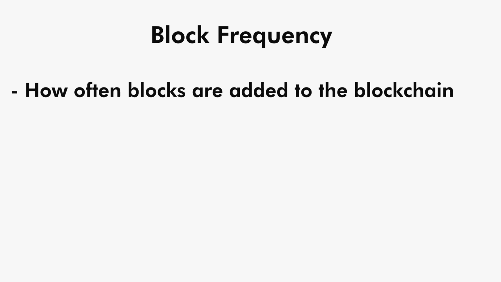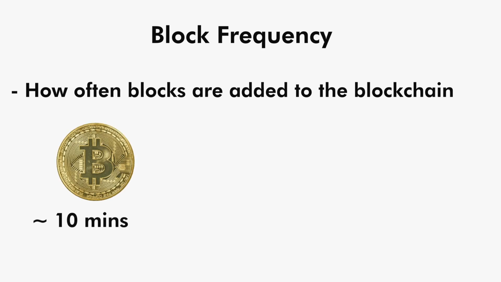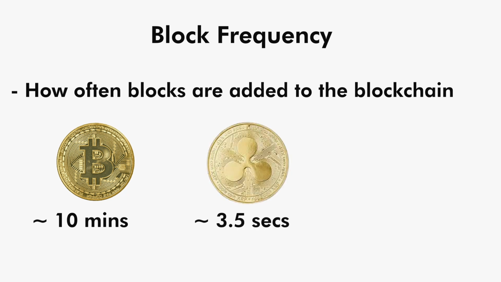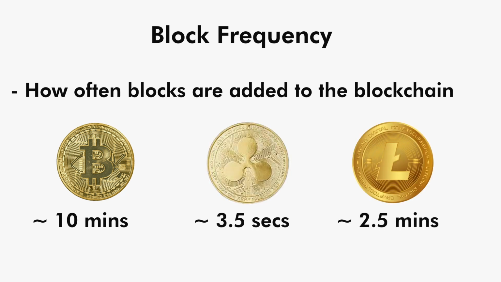Now let's talk about the second principle, that is block frequency. It states how often blocks are added to the blockchain. Depending on the cryptocurrency, it is different. For Bitcoin, it is 10 minutes on average, so every 10 minutes a new block is added to the chain. Then it's 3.5 seconds for Ripple and 2.5 minutes for Litecoin. So block frequency depends on the design of the system.